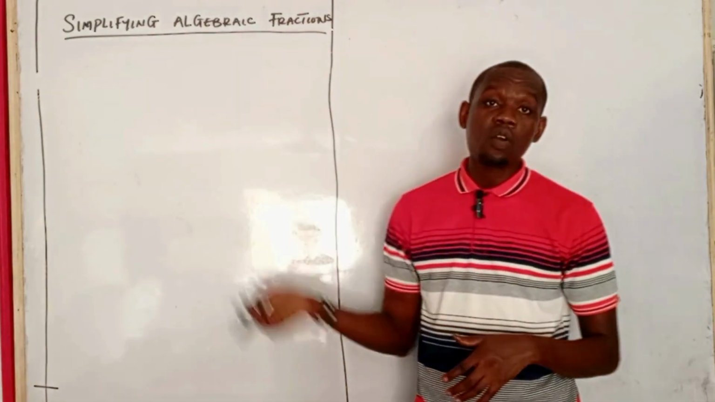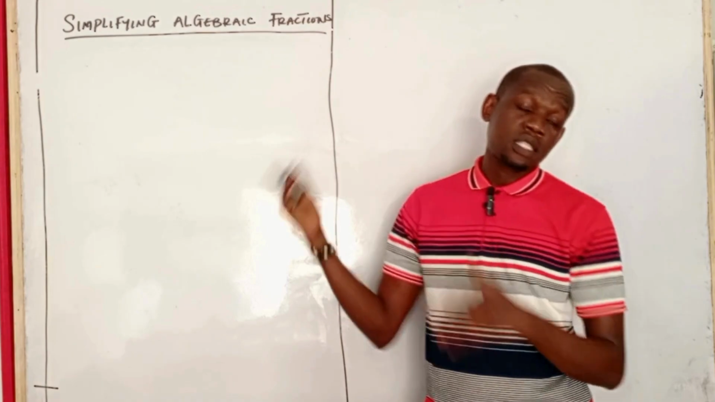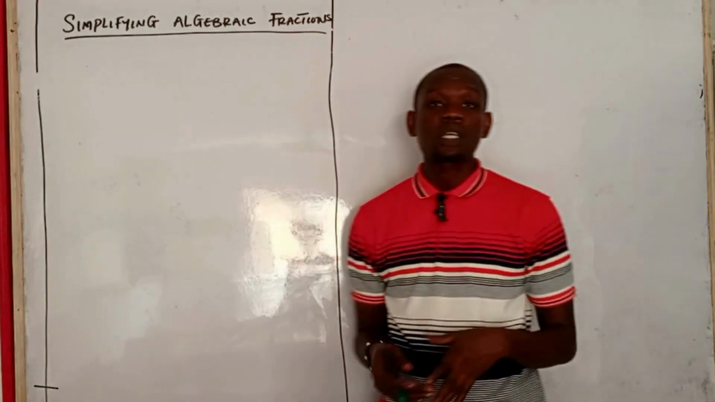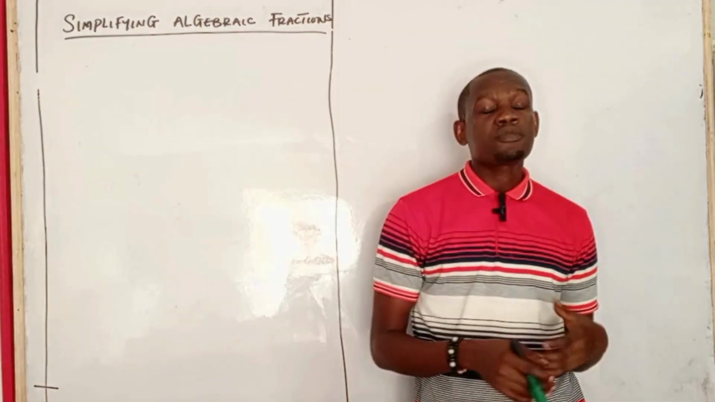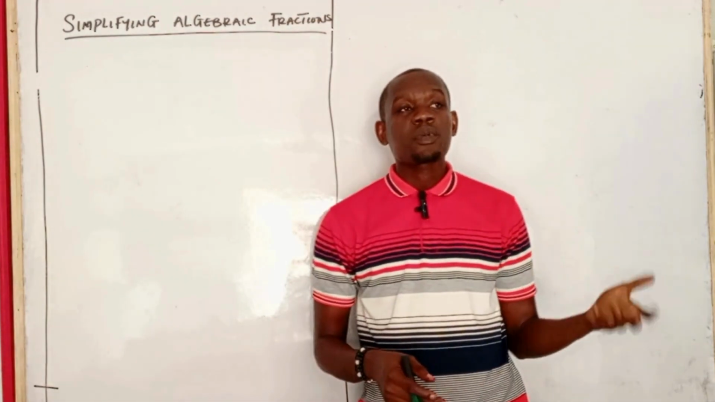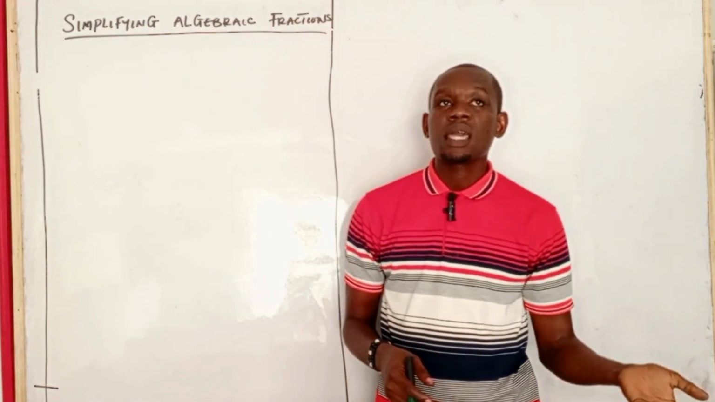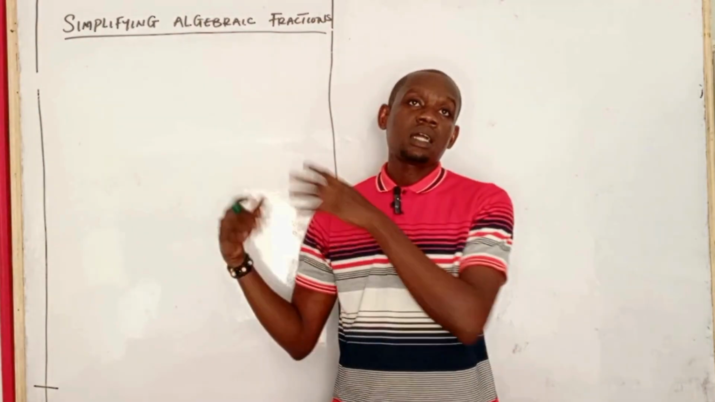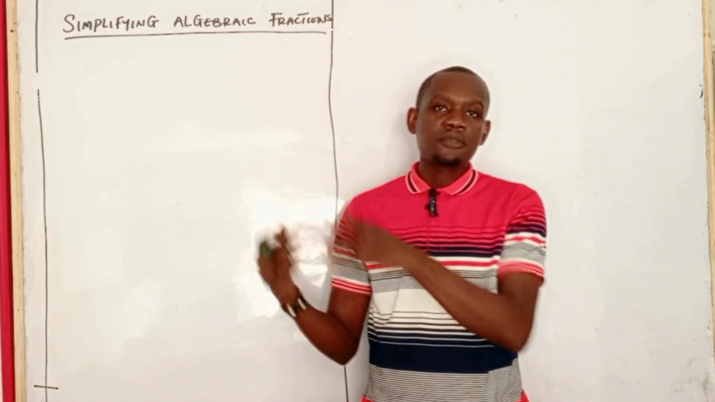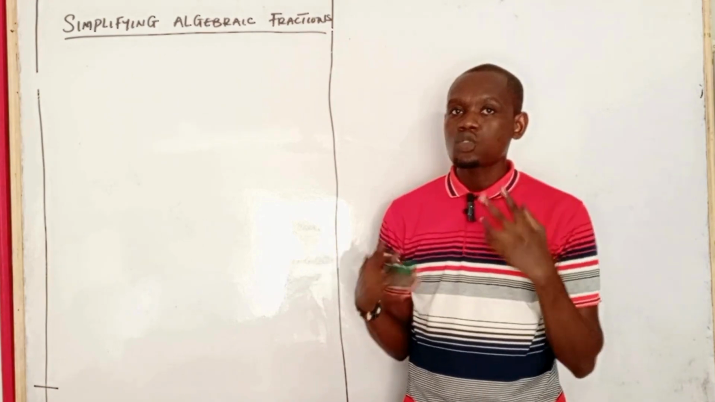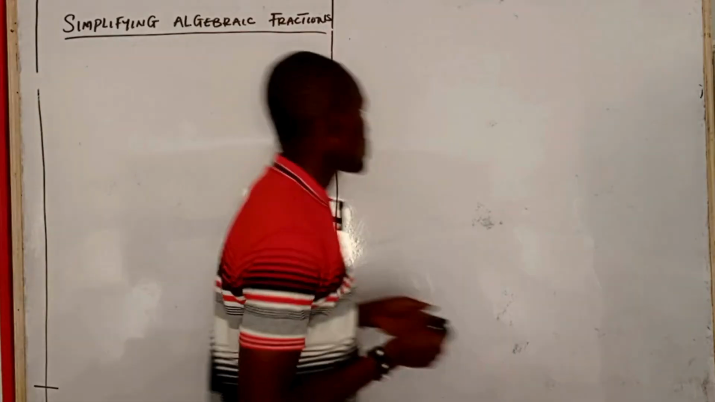Now, the second aspect of the procedures that will help you to solve any question on simplification of algebraic fractions is that you must be able to differentiate between when an expression is a perfect square and when an expression is a difference of two squares. I am speaking of two different things here. This is what it means.